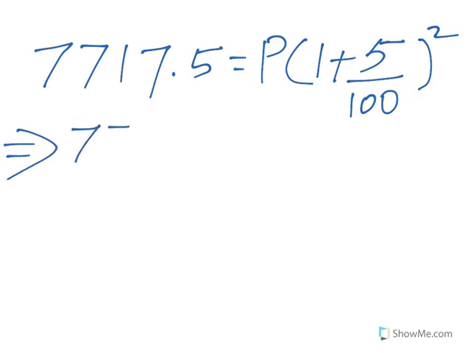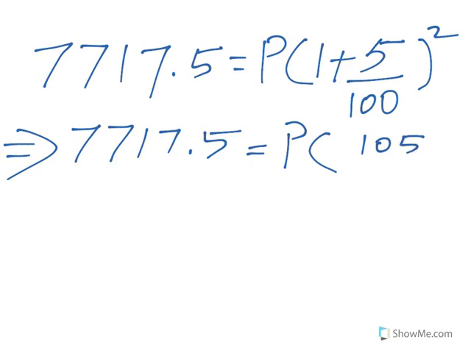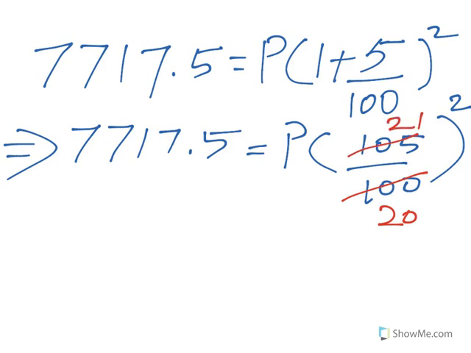So the first thing to do is 7717.5 equals P times (105 by 100) squared. So now just make a quick change. Divide both sides by 5. This is 20. This is 21. Okay, this is as far as we can go. Now we have to do some more math.